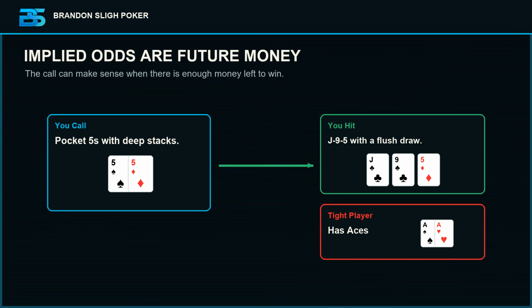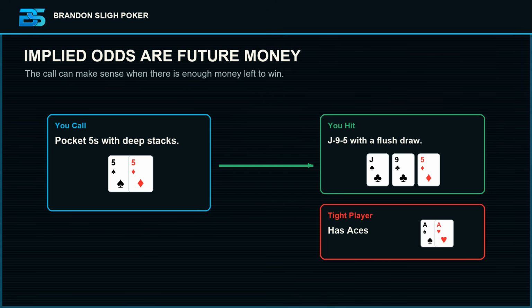The other side of this is implied odds. Implied odds is the extra money you expect to win after you make your hand. This matters because sometimes the direct pot odds are not good enough by themselves, but the call can still make sense if you expect to win a lot more later.